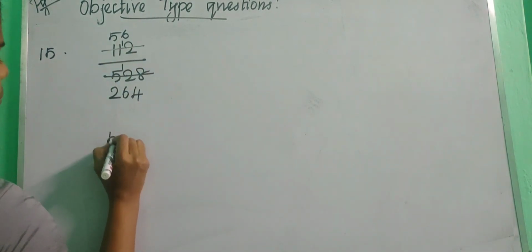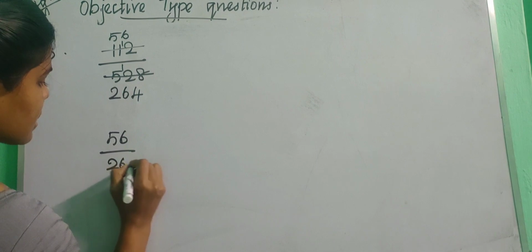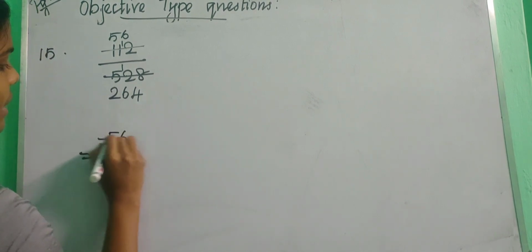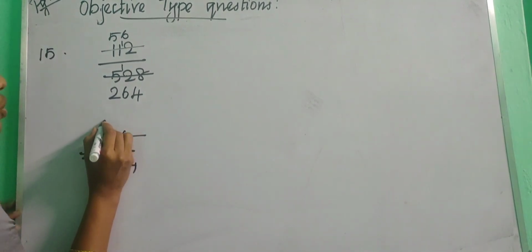Again we can simplify. Now we are having 56 upon 264. Again we can cut by using the 2 table. So 2 2s are 4.